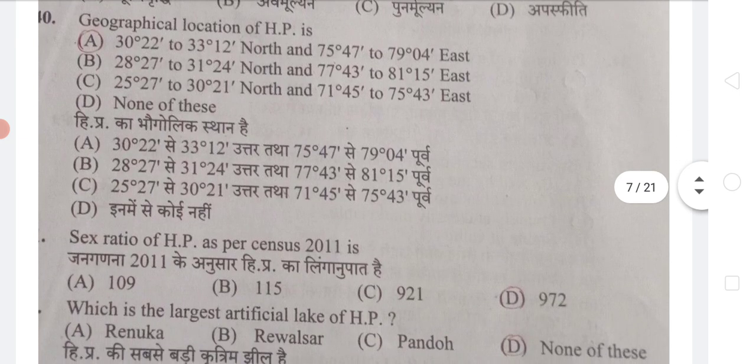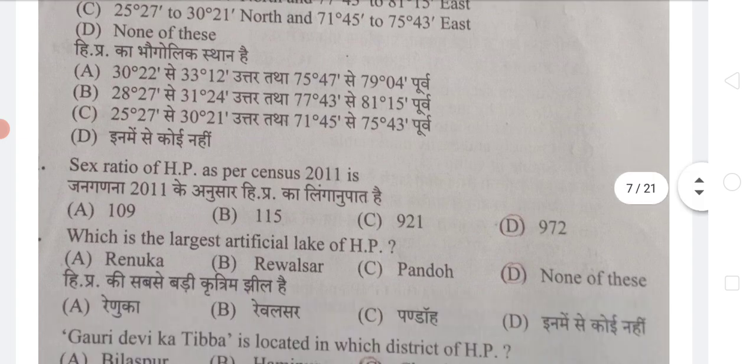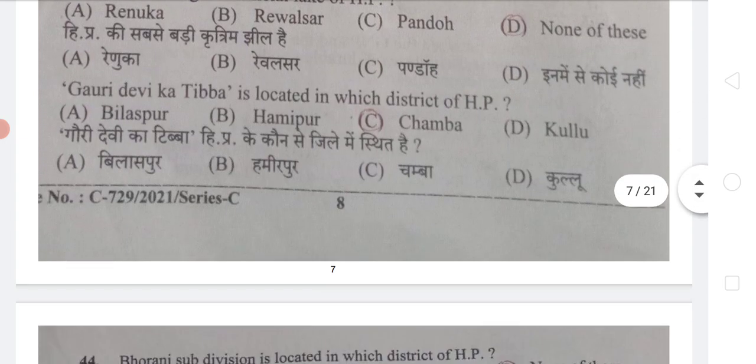क्वेश्चन नंबर 40 से हिमाचल जीके के क्वेश्चंस हैं. Geographical location of HP is A. 30 degree 22 minutes to 33 degree 12 minutes north and 75 degree 47 minutes to 79 degree 04 minute east. Sex ratio of HP as per census 2011 is D. 972. Which is the largest artificial lake of HP? D. None of these. Gauri Devi ka Tibba is located in which district of HP?